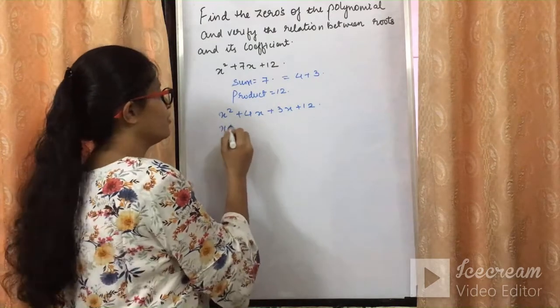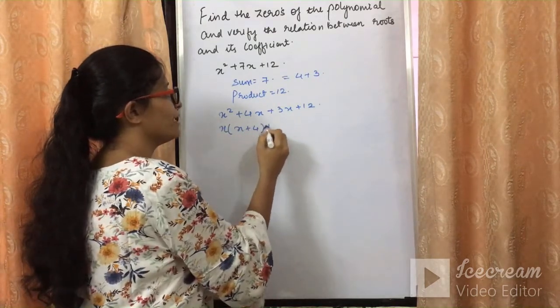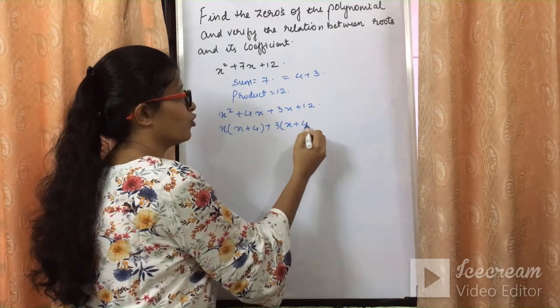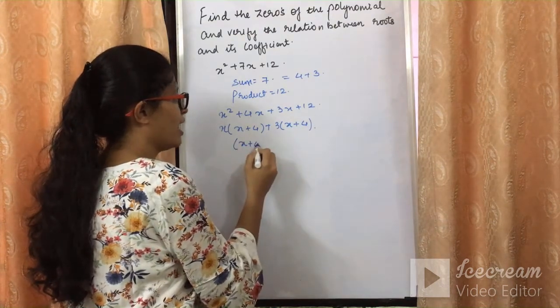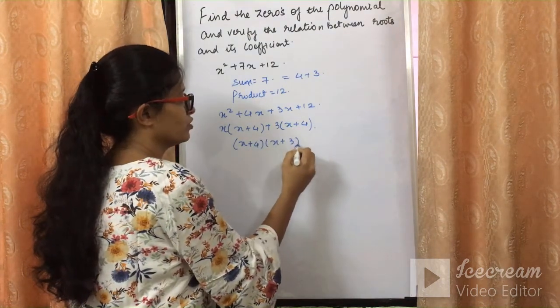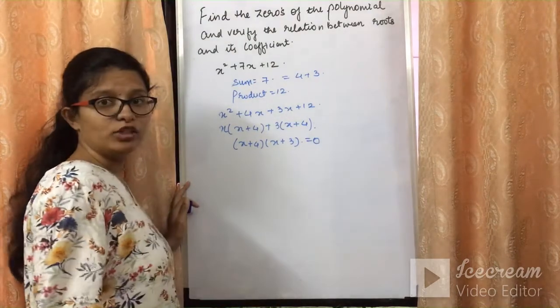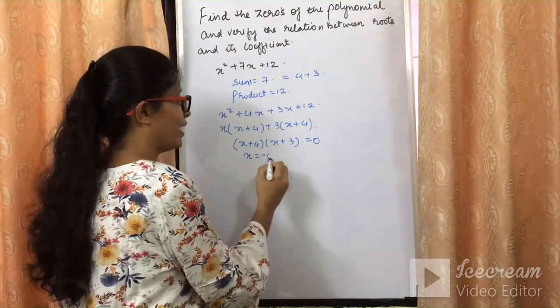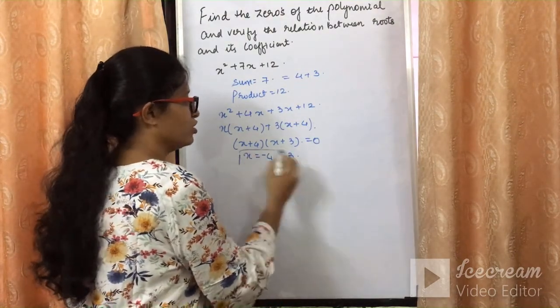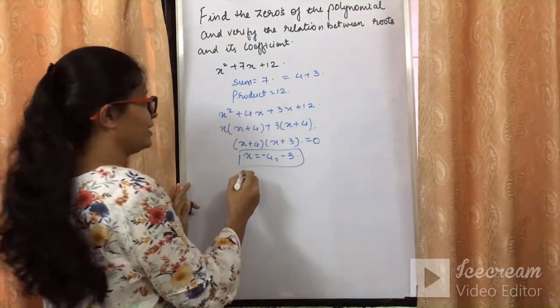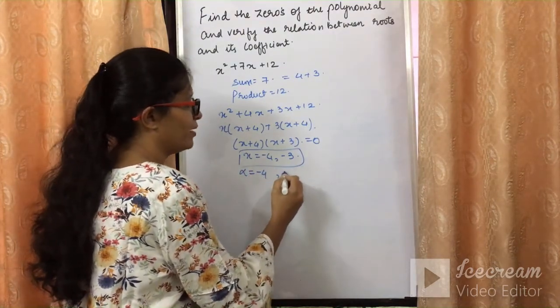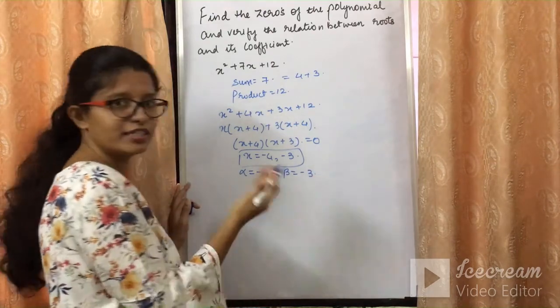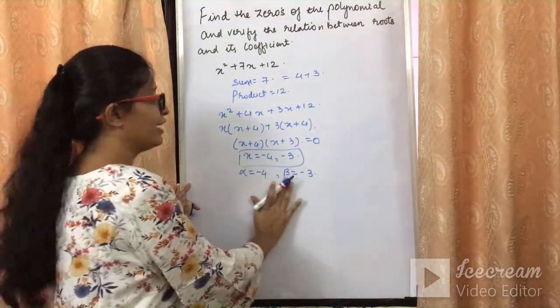Can we take x common from here? It will be x plus 4, and 3 common from here, it will be x plus 4. So the roots are, this will be equal to 0 to find out the roots. So x will be equal to minus 4 or minus 3. So these are the two roots. So can we tell that alpha is nothing but minus 4 and beta is nothing but minus 3, or vice versa you can take. So alpha निकल गया, beta निकल गया.